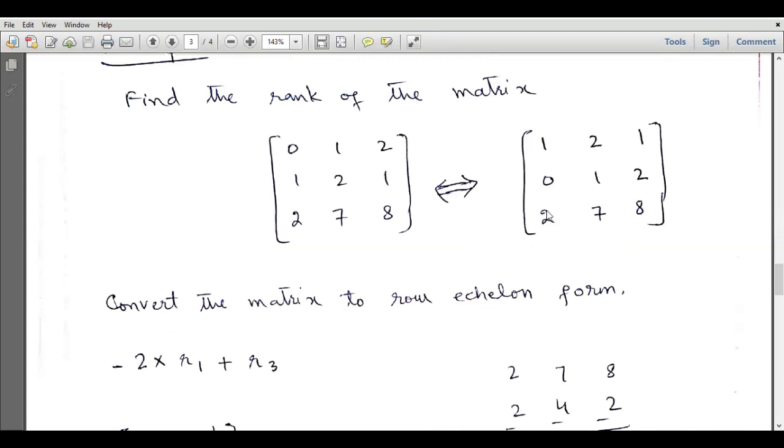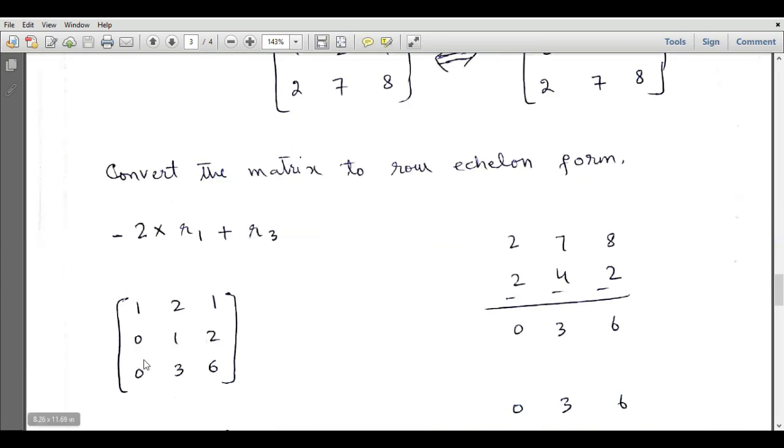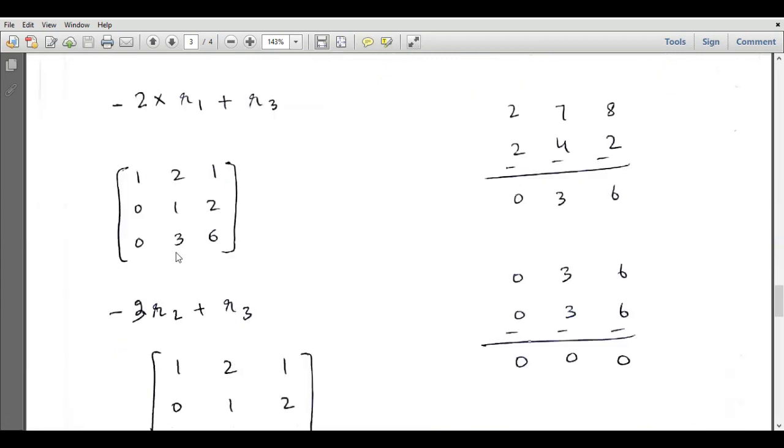Now we will have to convert this entry equal to 0 and this entry and this entry they have to be equal. So let's multiply the first row with minus 2 and subtract it from the third row. So this is the operation and after that we will have 0, 3, 6 and this is our new third row. So 1, 2, 1, 0, 1, 2 and 0, 3, 6 and let's try to make this entry equal to 0 and we have to multiply the second row with 3 and subtract it from the third row.